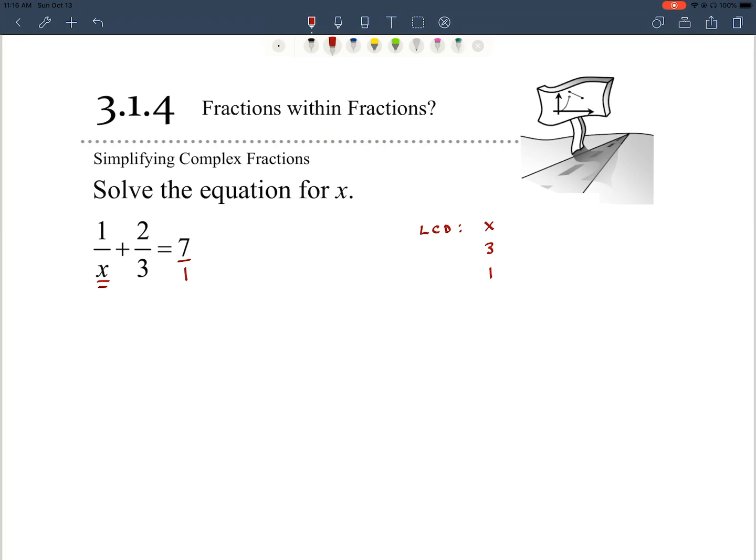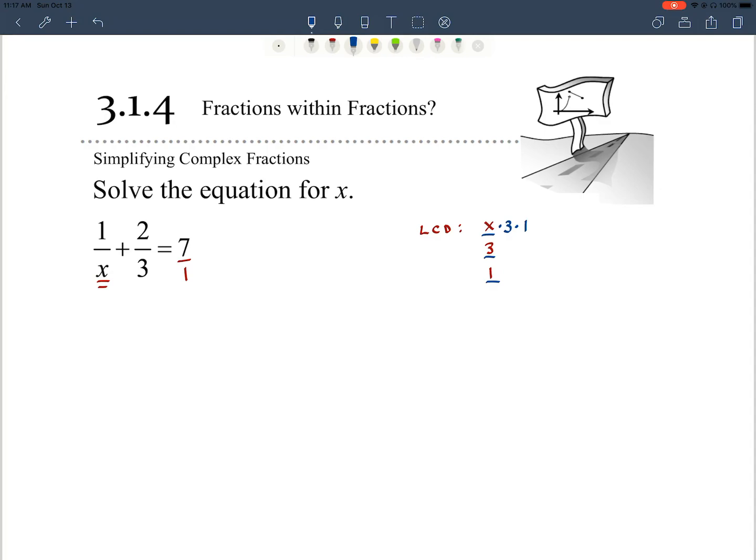So in order to come up with the least common denominator, we're going to be looking for something that's going to be divisible by all 3 of these numbers. To find that, we're going to take each of them and multiply by the factors that are missing when we compare them to the other denominators. So in this case, we have an x. The x doesn't have a 3, so it's going to need a 3 along with it. So we're going to multiply it by 3. And we'll multiply it by 1.